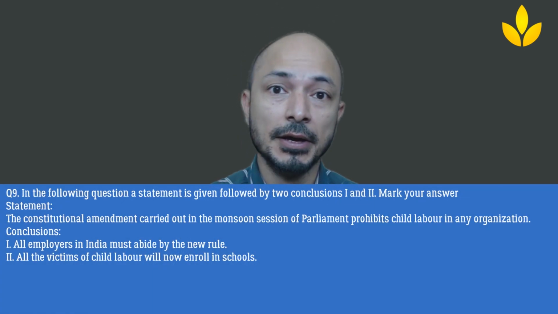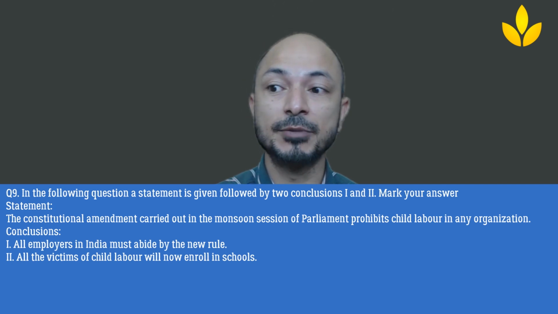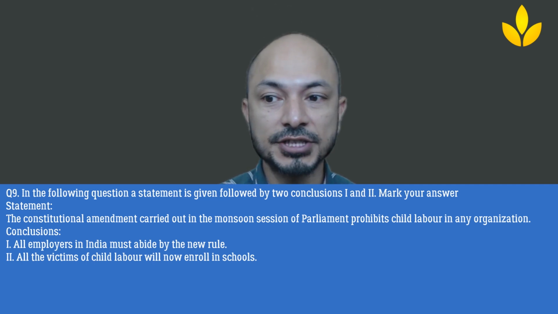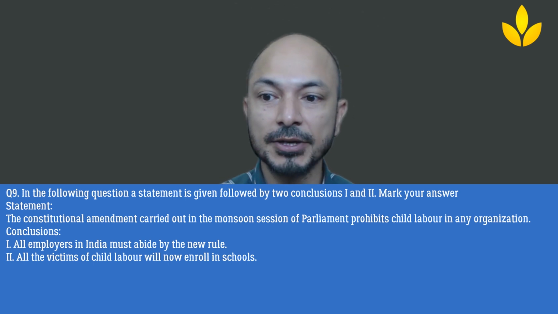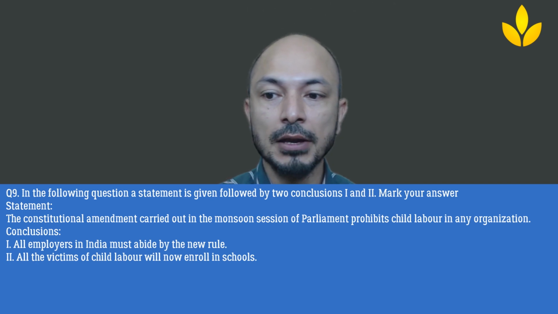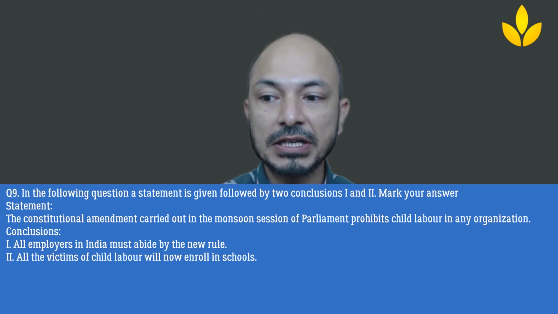We are here with question number 9 in the verbal section of the Wipro previous papers, and it's again sentence inference. It asks us, in the following question, a statement is given followed by two conclusions, 1 and 2. Mark your answer. The statement is, the constitutional amendment carried out in the monsoon session of Parliament prohibits child labor in any organization. The conclusions derived from here are, 1, all employers in India must abide by the new rule. Number 2, all the victims of child labor will now enroll in schools.